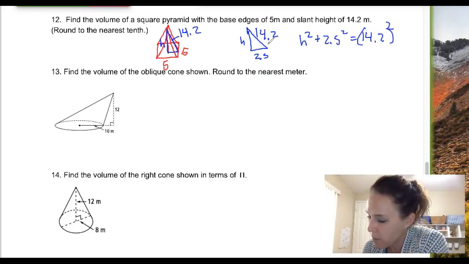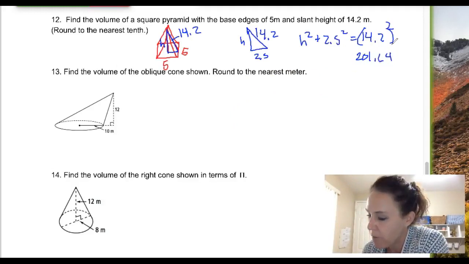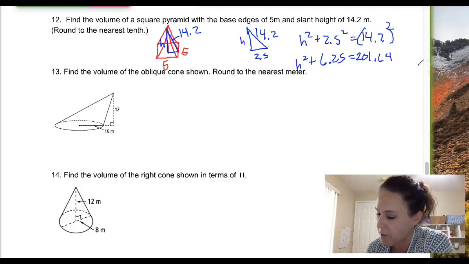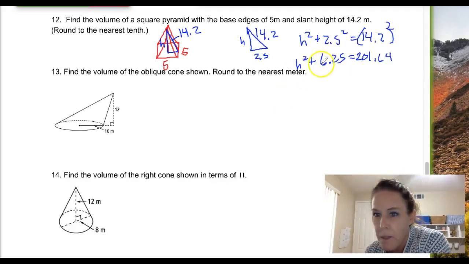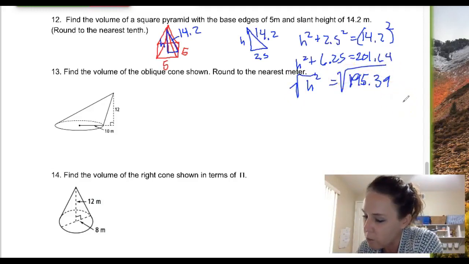14.2 times 14.2 is going to be 201.64. 2.5 times 2.5 is 6.25. Height squared plus this equals this. Now I'm going to go 201.64 and subtract off 6.25. So subtract this to this side, and I'm going to get height squared equals 195.39. And then I want the height, so I take the square root of 195.39, and I'm going to get my height.